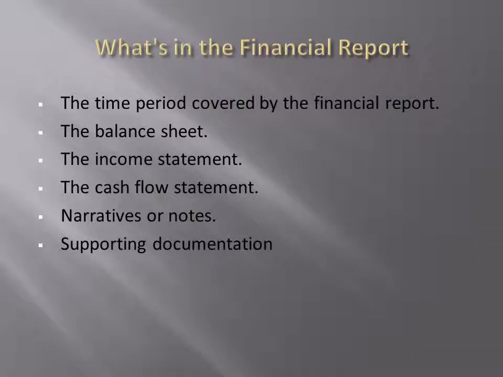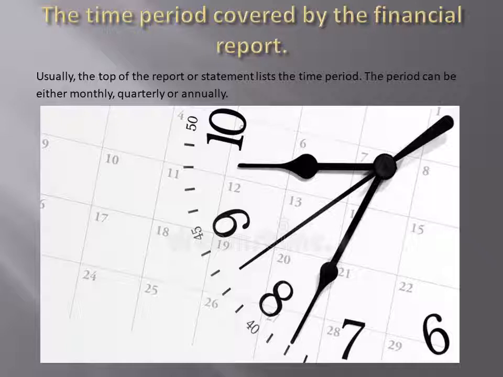So what's in the financial report? At the top it lists the time period covered by that financial report, the balance sheet, the income statement, the cash flow statement, narratives or notes, and supporting documentation. The time period is usually listed at the top of the report or statement, and can be monthly, quarterly, or annually based.